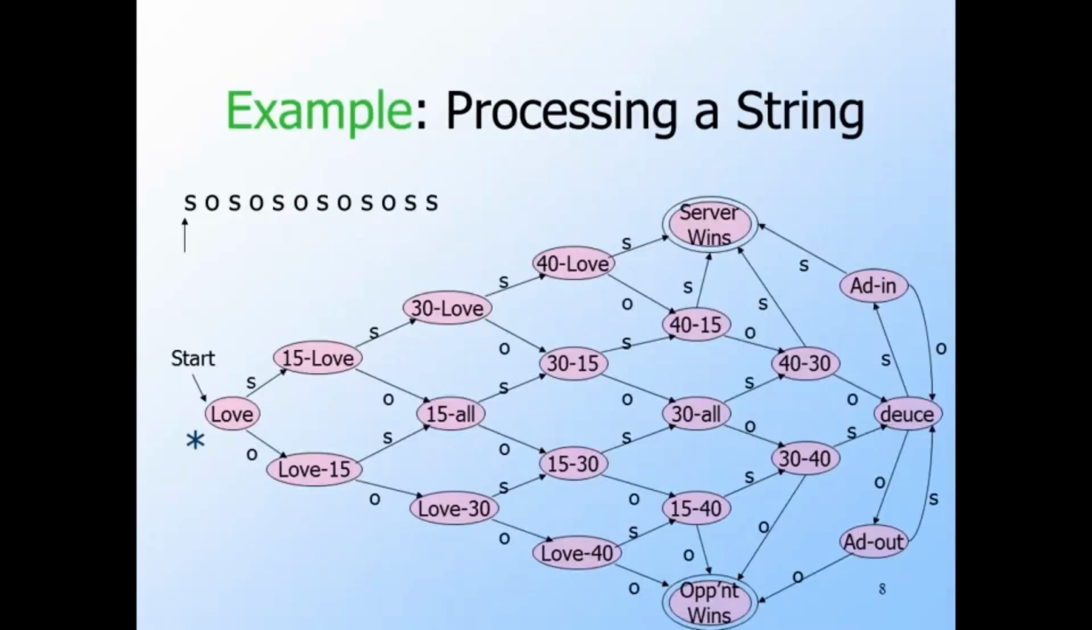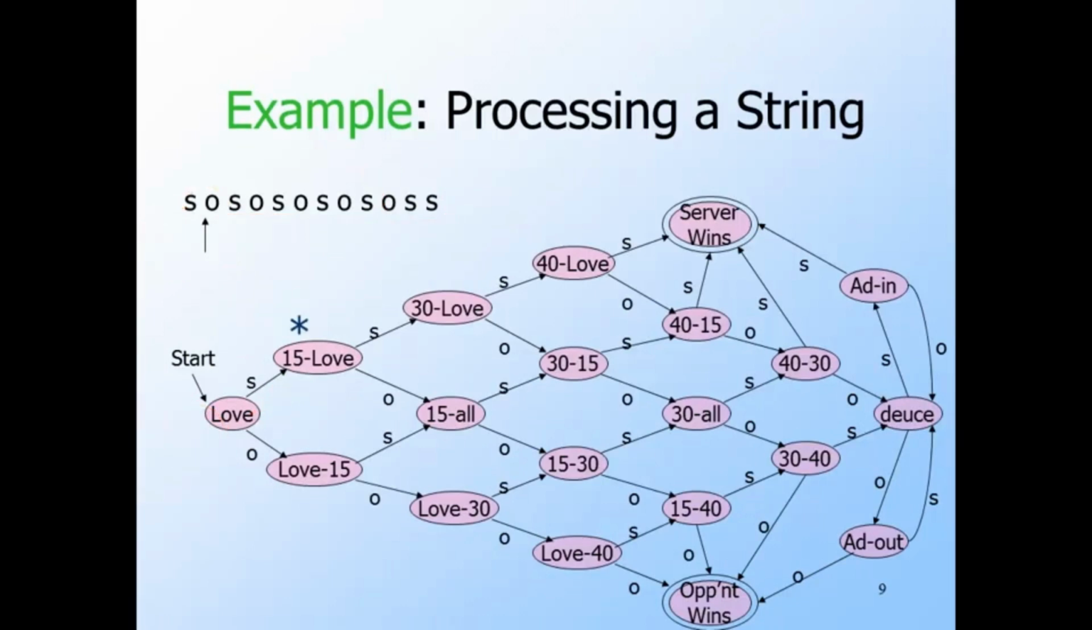Here is an example. Here is our input string. It represents a game in which the server and opponent alternate winning points until the very end, when the server wins 2 in a row. We'll mark the current state by the star, and initially the current state is the start state. That's where all finite automata start out. The arrow indicates which input we are about to process. So here we are about to process the first event where the server wins the first point. We're going to follow the transition out of the state love, labeled S.